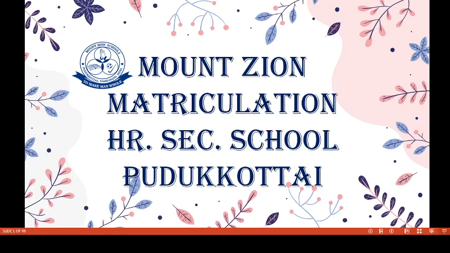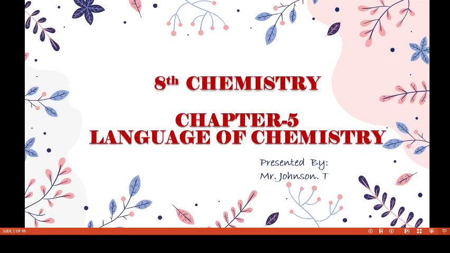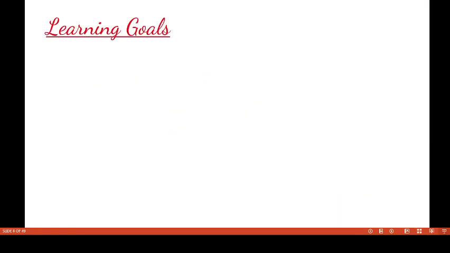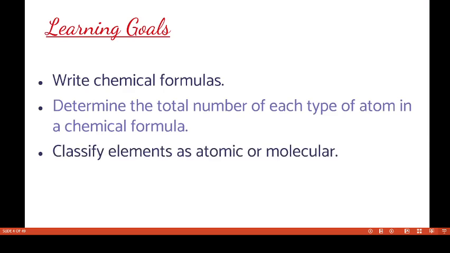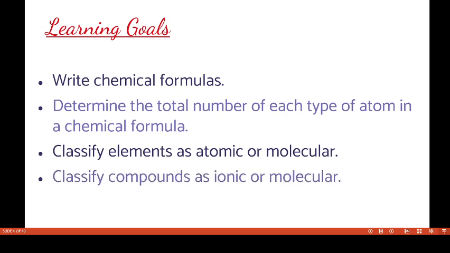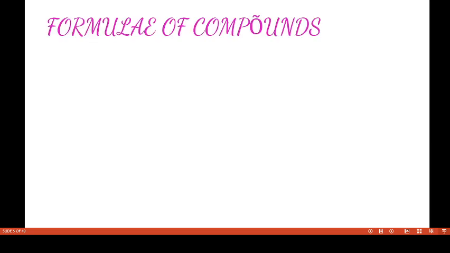Welcome to online class. In this class we have to discuss the language of chemistry, chapter 5. The topic is to write chemical formulas, determine the total number of each type of atom in a chemical formula, and then classify elements as atomic or molecular, and then classify compounds as ionic or molecular.